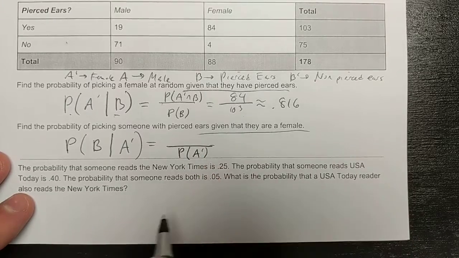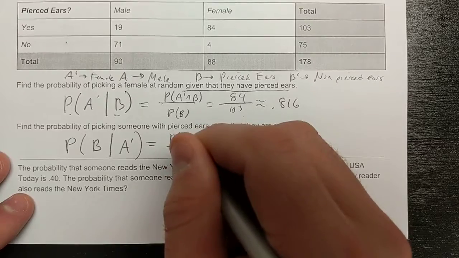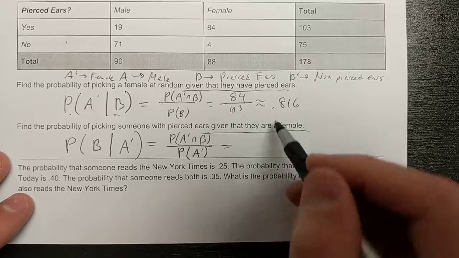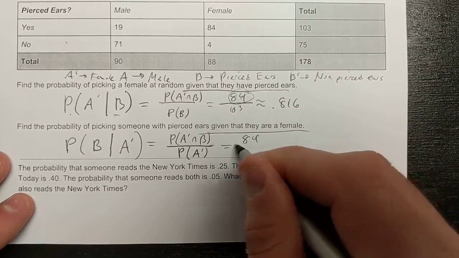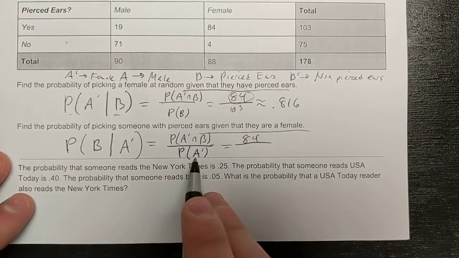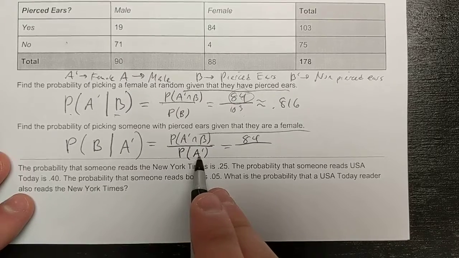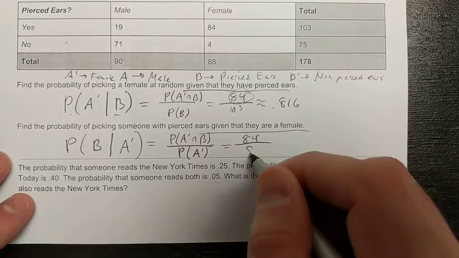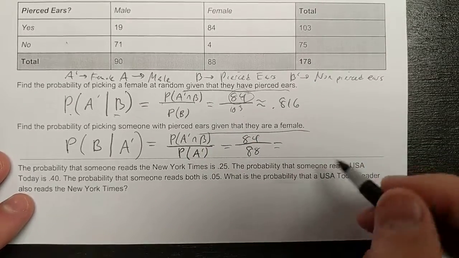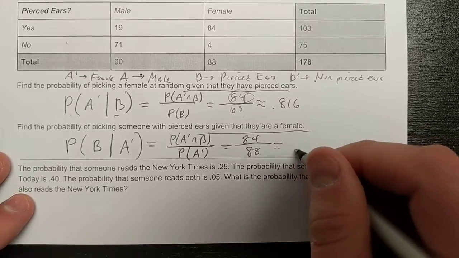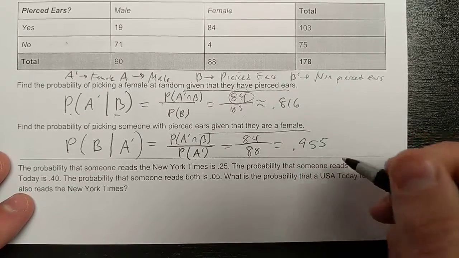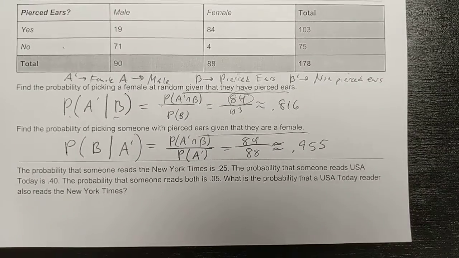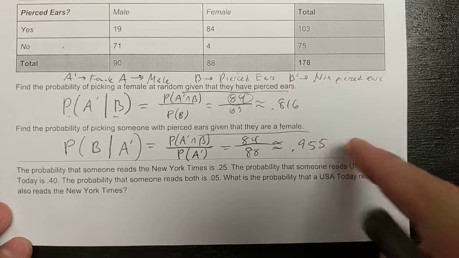So now we have probability of complement of A. So what's the probability of picking a female? And then on top is going to be probability of complement of A and B happening at the same time. So that number 84 we'll reuse right here. Now down below, what's the probability of getting a complement of A or a female? That's going to be a total of 88 out of 178, or just 88 in this case. 84 divided by 88 is going to be approximately 0.955. So even though we're using the same two events, the condition's in the opposite direction, so you're going to get two different probabilities here.